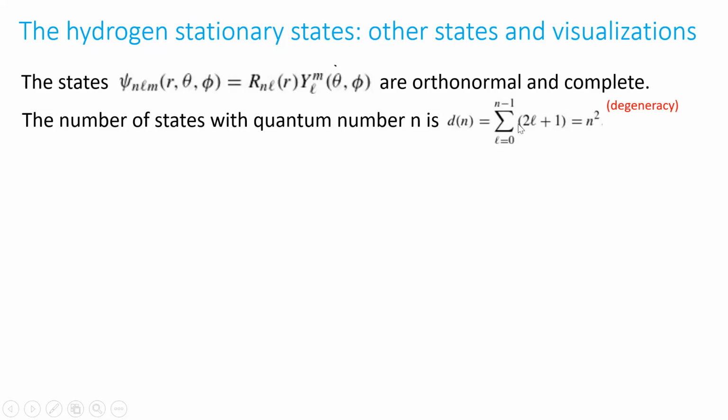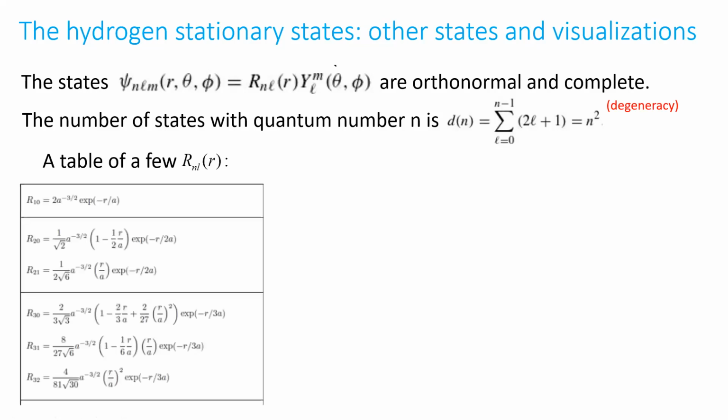And those 4 states would be 2, 0, 0, 2, 1, 0, 2, 1, negative 1, and 2, 1, plus 1. So there'd be four degenerate states with n equal 2, and 9 with n equal 3, and so forth. Okay, so just be aware of this degeneracy in the hydrogen atom. It's an important feature of it.